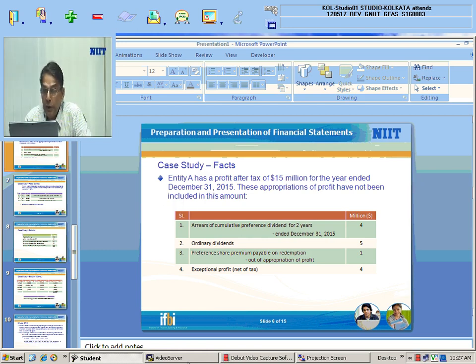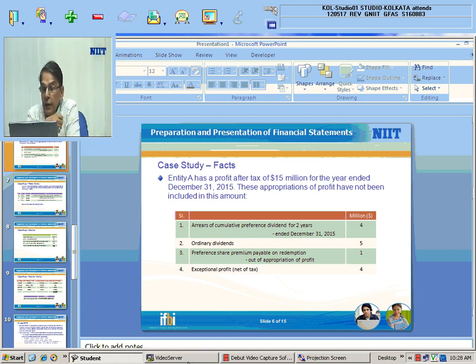Amount of cumulative preference dividend for 2 years ended December 31, 2015 is 4 million. Ordinary dividends is 5 million. Preference share premium payable on redemption out of appropriation of profit is 1 million. Exceptional profit net of tax is 4 million. So these appropriations of profit are not included in the amount of 15 million. 15 million is the profit after tax for the year ended December 31, 2015.